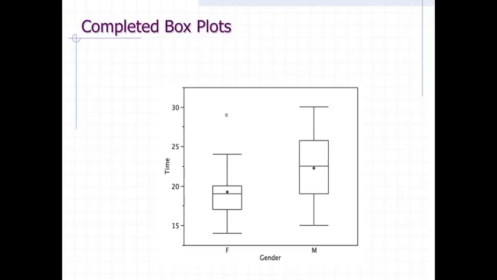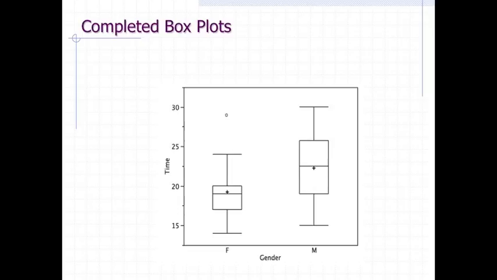Since half of the scores in a distribution are between the hinges, recall that the hinges are the 25th and the 75th percentiles, we see that half of the women's times are between 17 and 20, whereas half of the men's times are between 19 and 25. We also see that women generally named the colors faster than the men did.